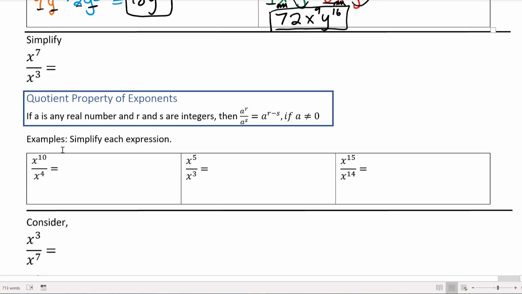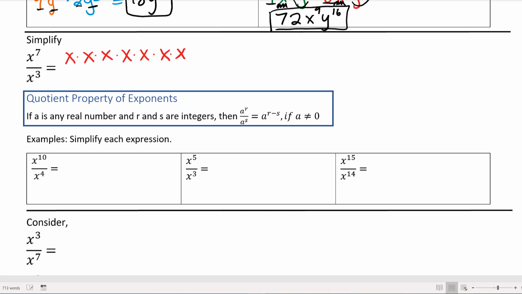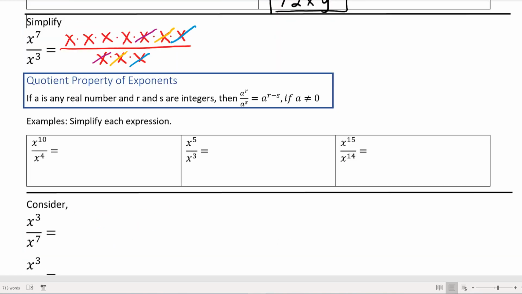Our next type of problem includes a fraction. So we have x to the 7 divided by x to the 3. If I think about that just as the definition of exponents, the definition would tell me we have 7 x's on top divided by 3 x's being multiplied in the bottom. And because division is the opposite of multiplication, one of these x's and one of these x's can divide out, another one of the x's and another one of the x's, and then one more x and one more x. This leaves us with 1, 2, 3, 4 x's on the top.